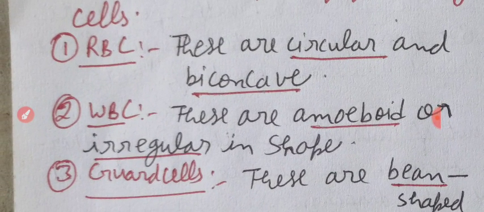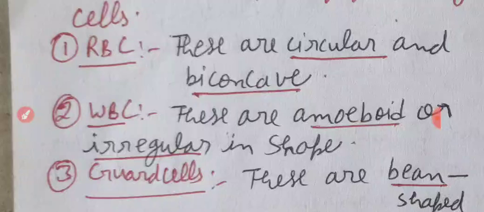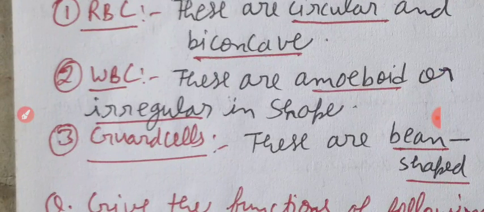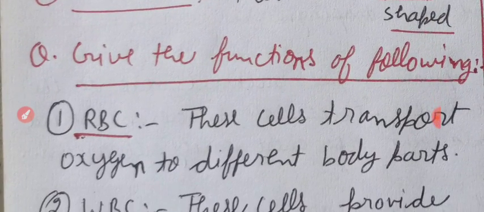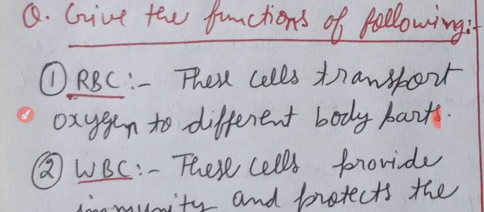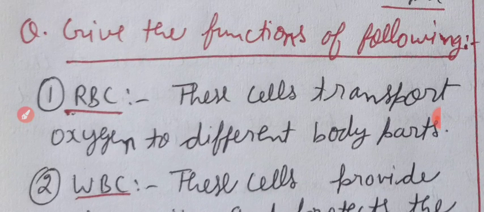So just see to it. RBC, they are circular and biconcave. WBC, these are amoeboid or irregular in shape. Third, guard cells, they are bean shaped. Next is, give the functions of the following. Write down this question, give the functions of the following.